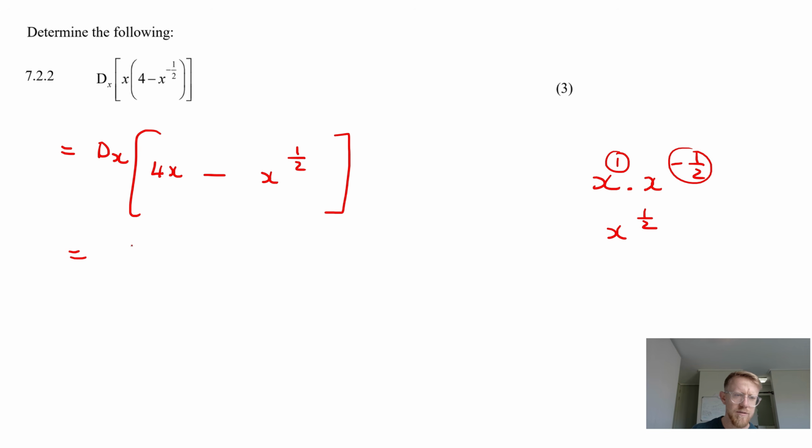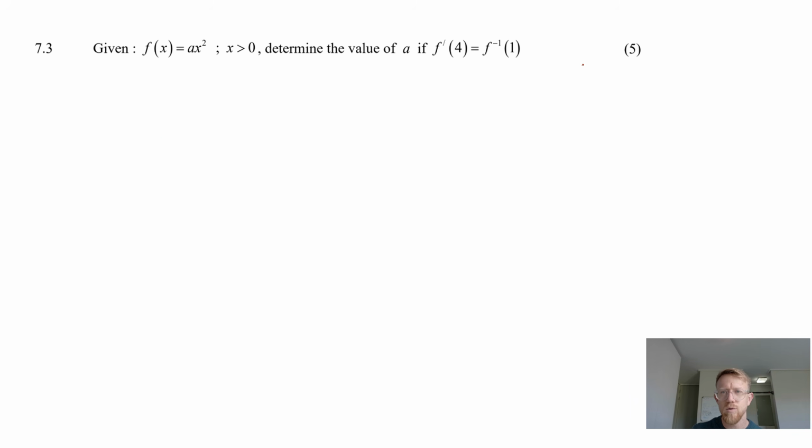Now we can take the first derivative, so we don't have to say dx anymore. So what is the derivative of 4x? It just becomes 4. And then here you're going to multiply this half down to the front, so it'll become a half. Then you're going to subtract 1 from here, which will become negative a half. And there's your answer. Here we have a nice little 5 marker.